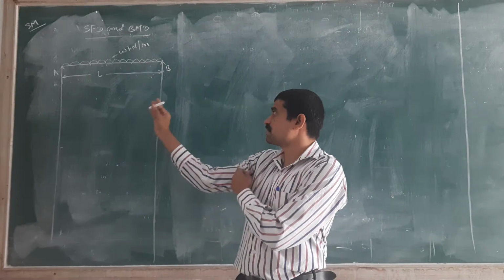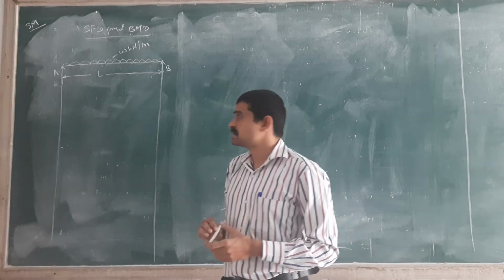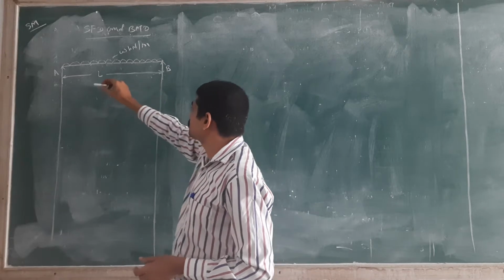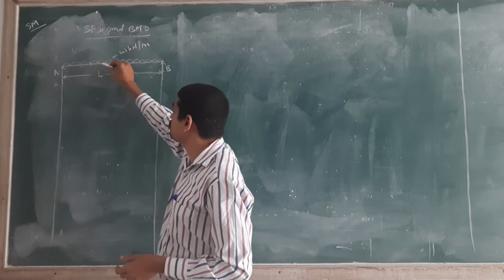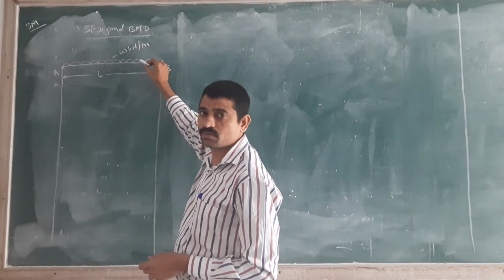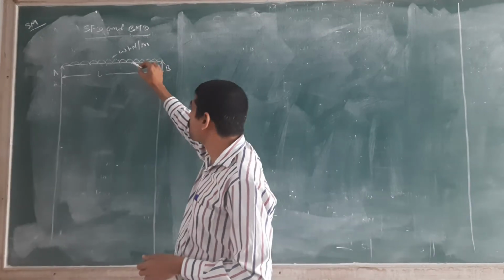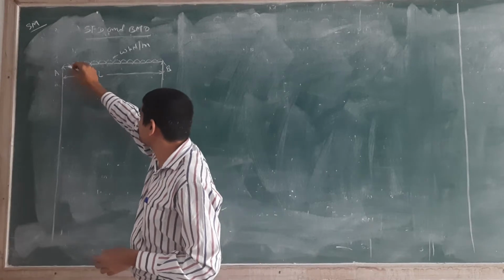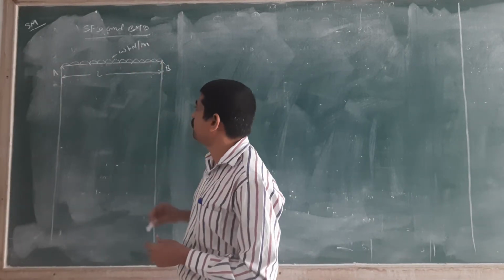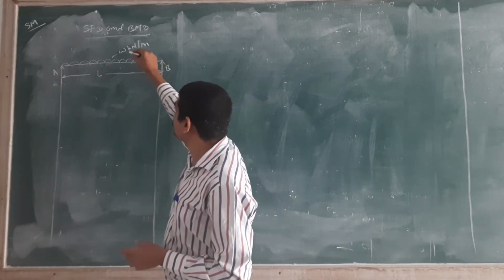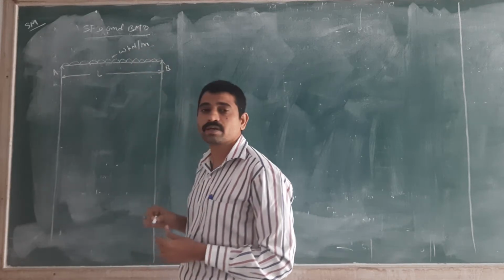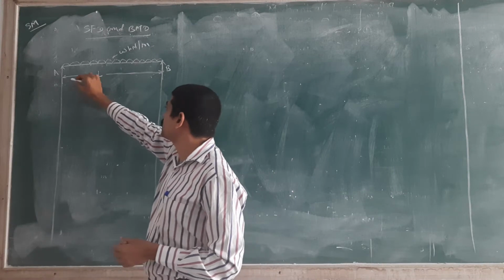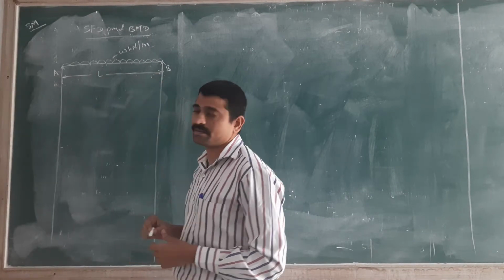Here is one numerical given. A simply supported beam is given. On that simply supported beam, you are given a UDL load. UDL means uniformly distributed load. This load is uniformly distributed over the beam, and the value is given as W kilonewton per meter. The length of that beam is given as L.